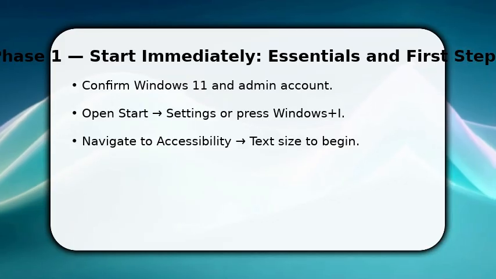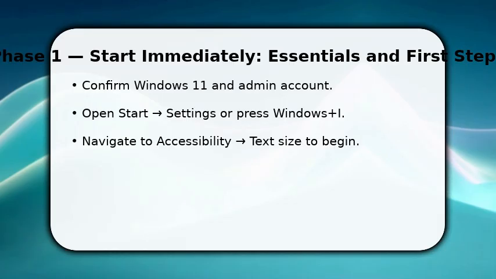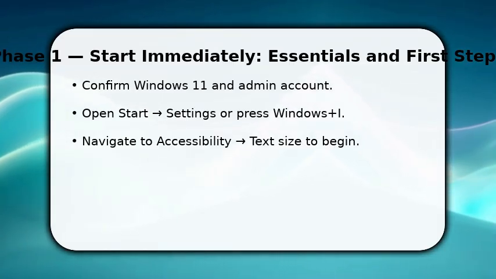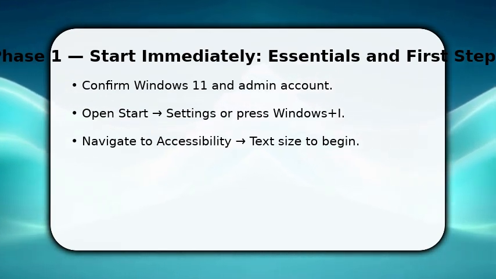Next, go to Accessibility and select Text Size. This is the centralized control that changes system fonts. You're starting here to avoid scattered app-by-app adjustments. Once in text size, you'll see a slider that controls all UI text, which is faster and more consistent.